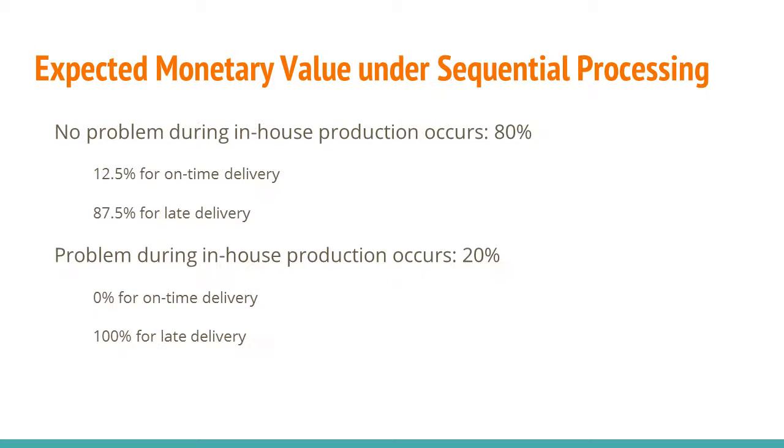Using the sequential processing method, Dhawan anticipates that there is only a 20% chance of a problem occurring during in-house production. In this case, there is a 12.5% chance of on-time delivery and an 87.5% chance of late delivery. And if a problem does occur, then there would be a 100% chance of late delivery.